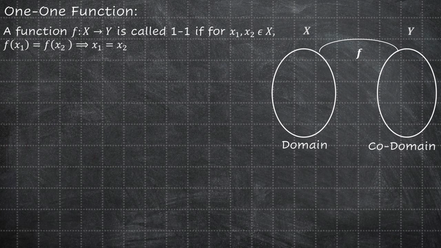For elements x1, x2 belonging to domain X, f of x1 and f of x2 are images of these elements. According to this definition, if f of x1 is equal to f of x2, it gives x1 is equal to x2. That is, if images are equal, then the elements must be equal.